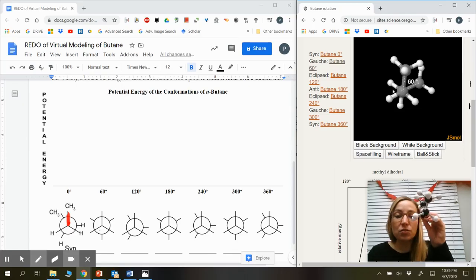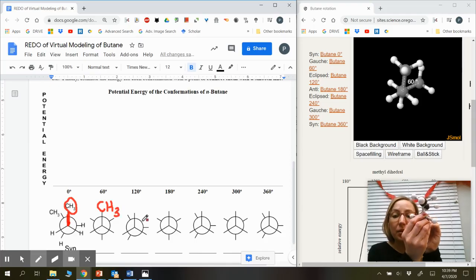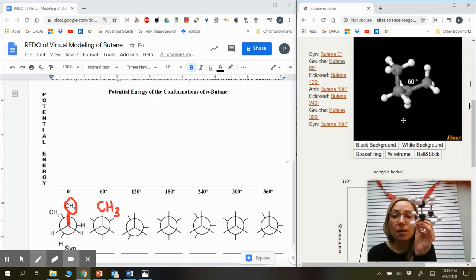And the way it looks on these Newman projections is it looks like the carbon in the back is rotating. The carbon in the front looks fixed. Look how it's really unchanging, the way that the Newman projections are drawn. This methyl is fixed. So I'm going to fix that methyl right here. And then I'm going to just move the methyl in the back to that window to match up with the model that I'm looking at online.